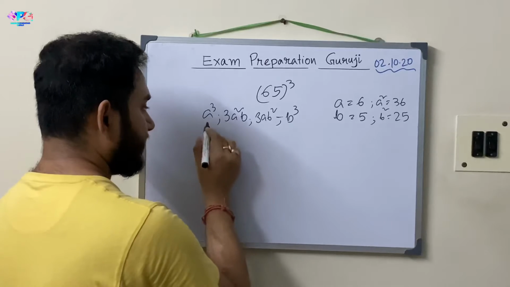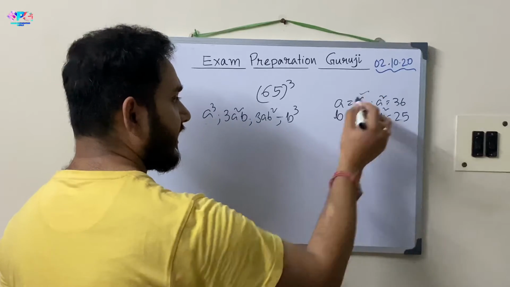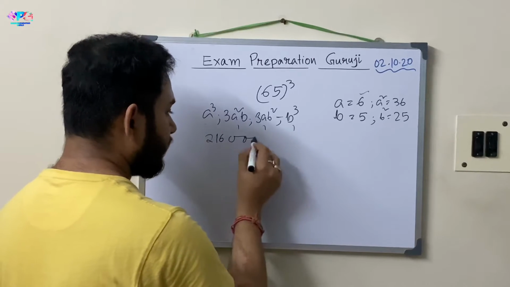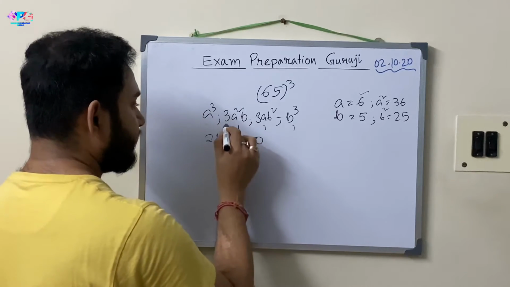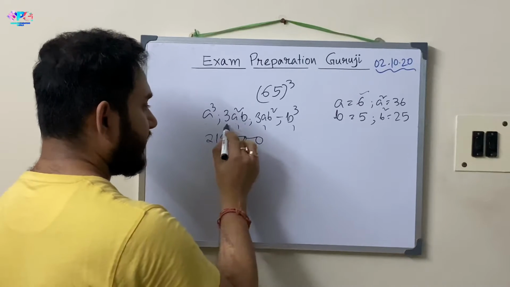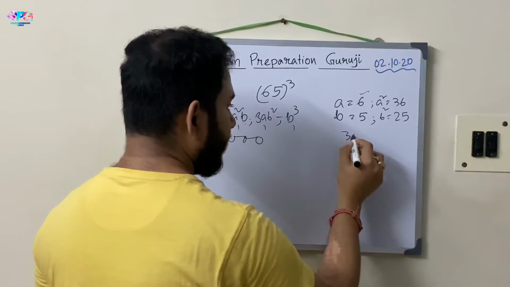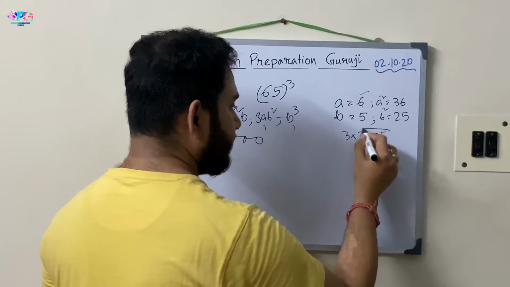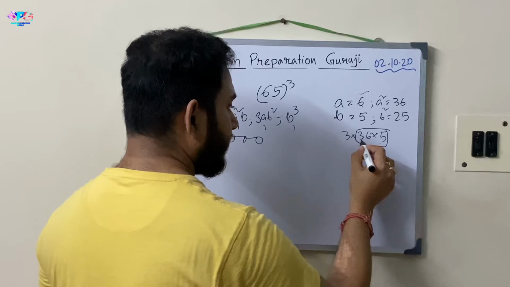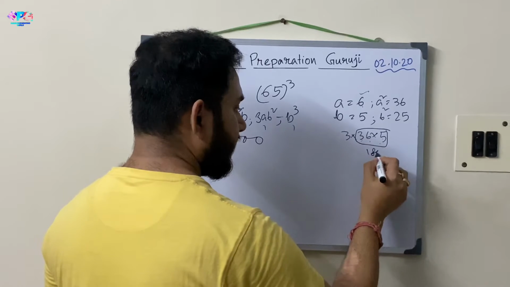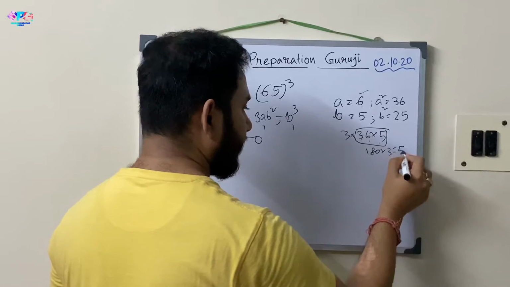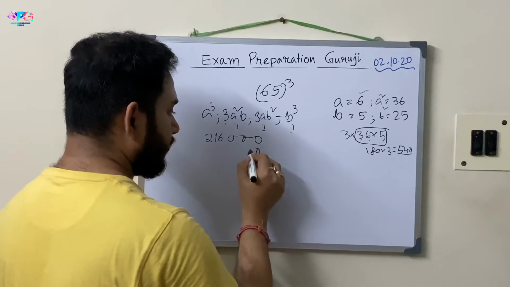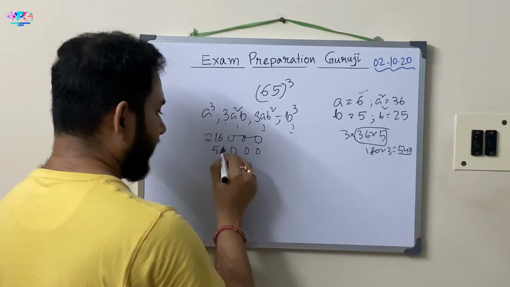Okay, let's take the numbers. A cube means 216. How many digits? 1 2 3 zeros: 216000. What about the 3A square B? 3A square B means 3, A square means 36, B means 5. This multiplication means 180 into 3 means 540. So we'll add 2 zeros, then 540.